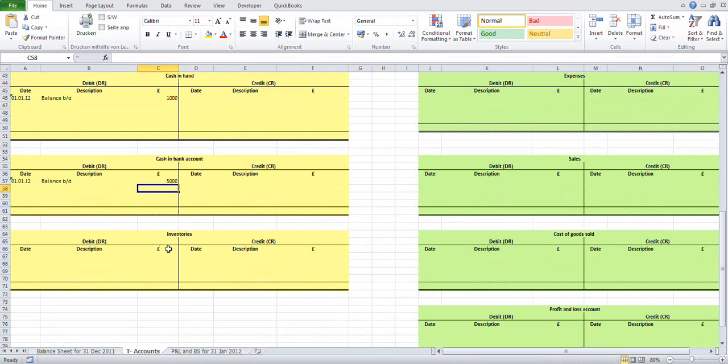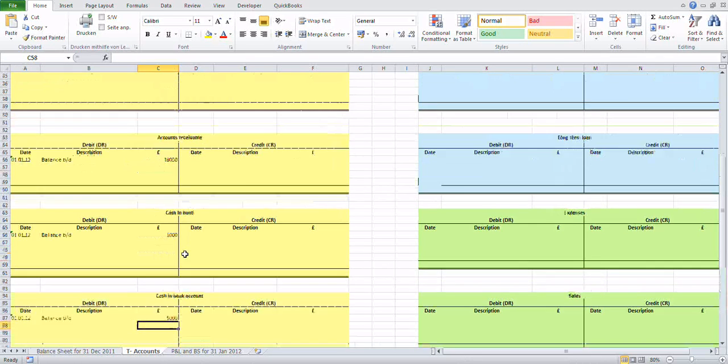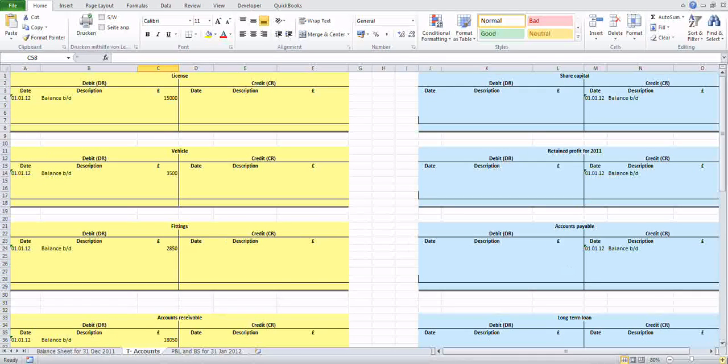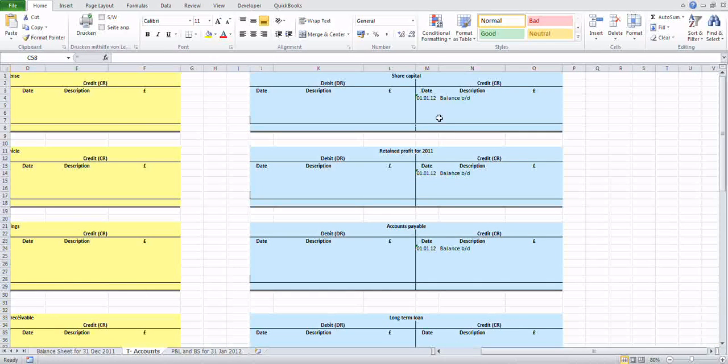We don't have any inventories yet. We will have inventories during our transactions. If you would create this from scratch, you would later need to create a completely new account. So this would have these accounts sorted. Let's move over to the capital accounts.